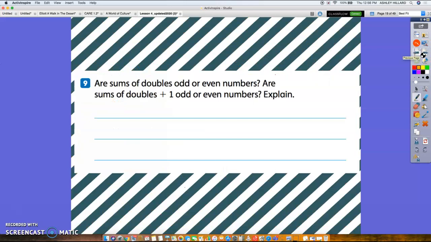All right, number 9. Are the sums of doubles odd or even numbers? Are sums of doubles plus 1 odd or even numbers? Explain. So as you work on this problem, press pause. After you're done working it, press play to check your answer.